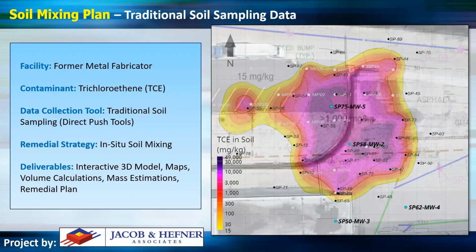So here we used traditional soil sampling data. This was a former metal fabricator, and the contaminant here was trichloroethene, or TCE. Once again, we used traditional soil sampling, direct push tools, to collect our data. In situ soil mixing was the strategy, and we delivered a 3D model, various maps, volume calculations, mass estimates, and a remedial plan. I'd like to note that this project was performed by Jacob and Hefner Associates. This was a company I worked for for several years until last year. They're a really great civil company with a small environmental arm, and they've given me permission to present this data today.